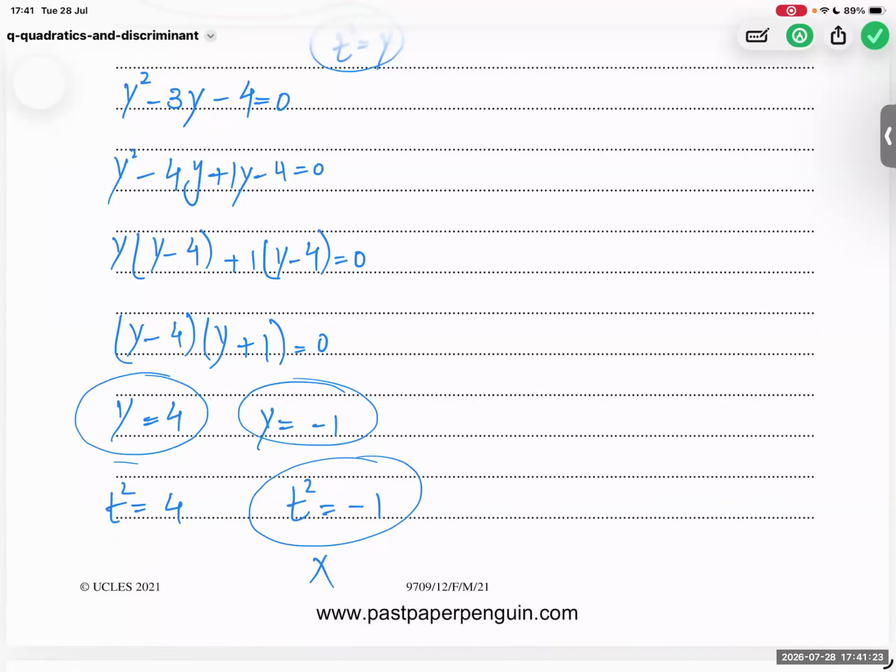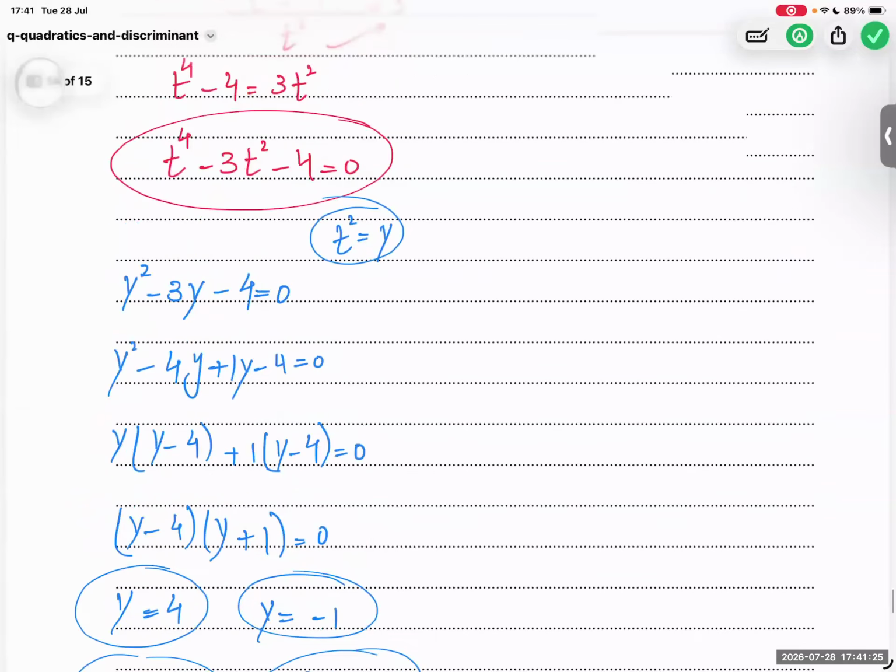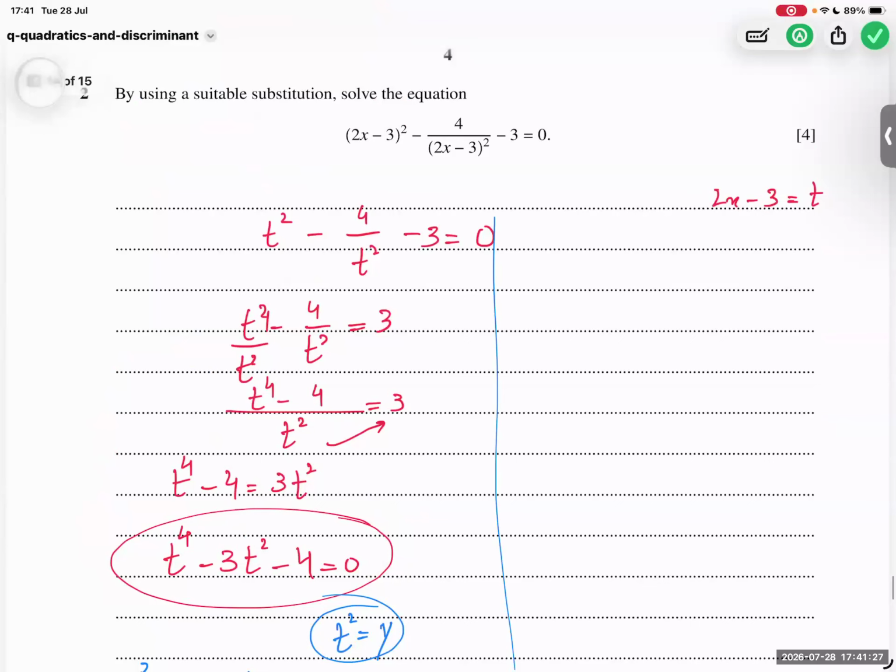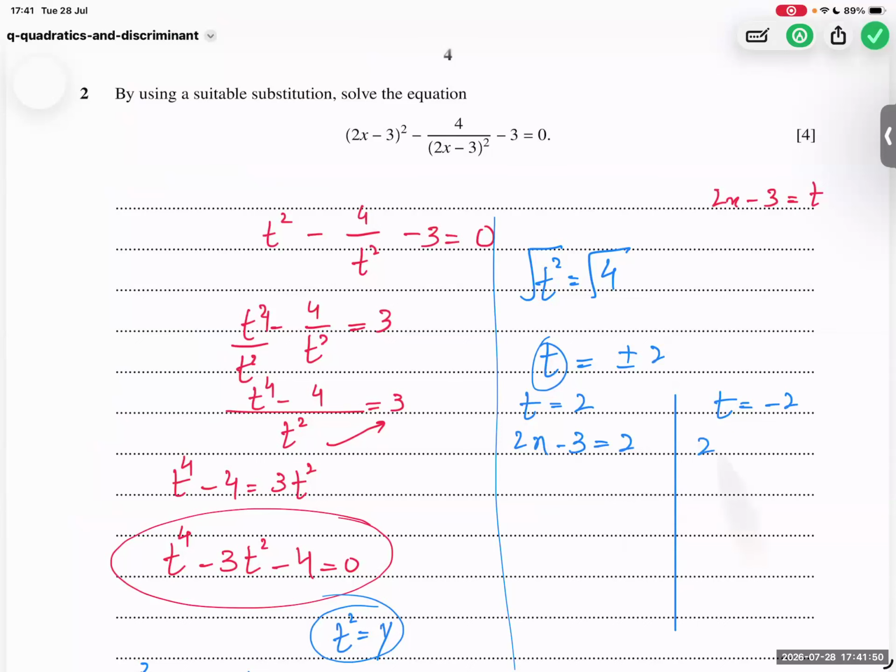We would discard this and we move forward with t square is 4. So now t square is equal to 4. We take square root on both sides. T would be plus minus 2, right? So t is equal to 2 and t is equal to negative 2. So t was 2x minus 3, that is equal to 2, and 2x minus 3 is equal to minus 2, right?